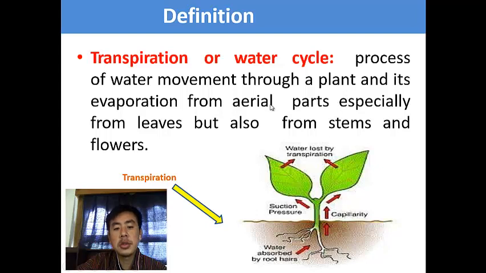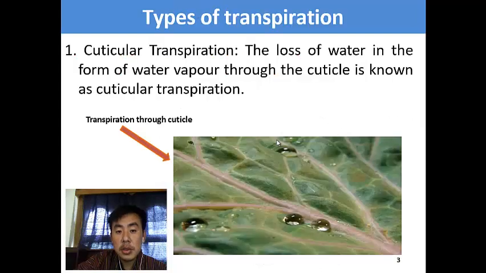Transpiration is a process of water movement through a plant and is evaporation from aerial parts, especially from leaves, but also from stems and flowers. That means, in simple terms, transpiration is the loss of water from parts of the plant. Let's focus on types of transpiration.